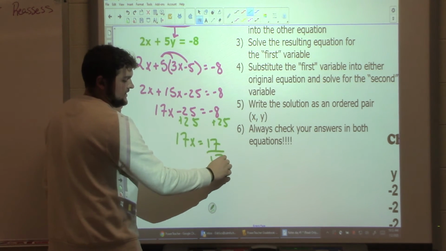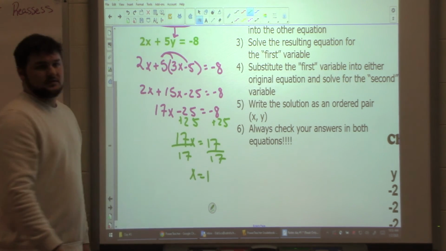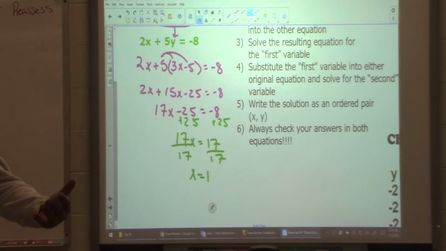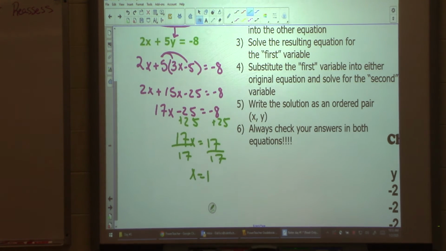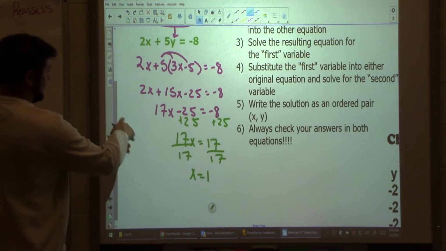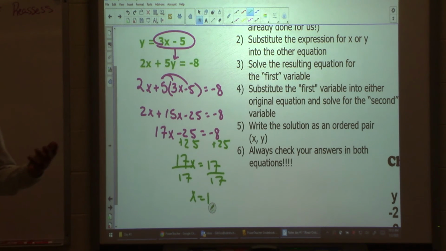17x equals 17. Then divide by 17, you get x equals 1. Sweet. We solved for x. Well, Aiden, what do you think I should do with that x value that I just got? Put it into one of the equations and figure out what y equals. Either equation. Take that x equals 1, plug it into either of your two equations, solve for y.